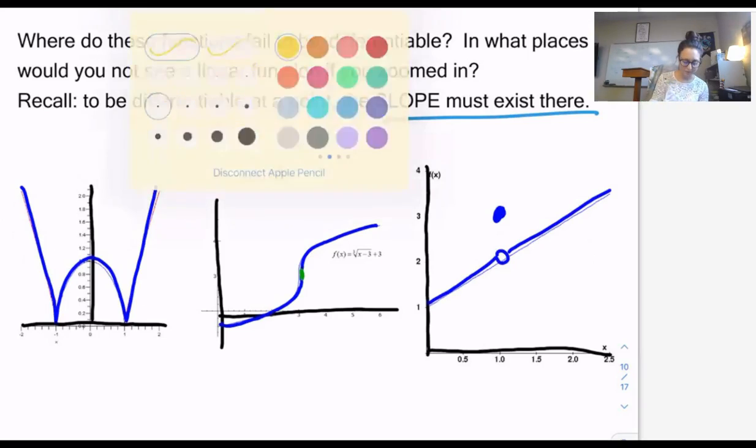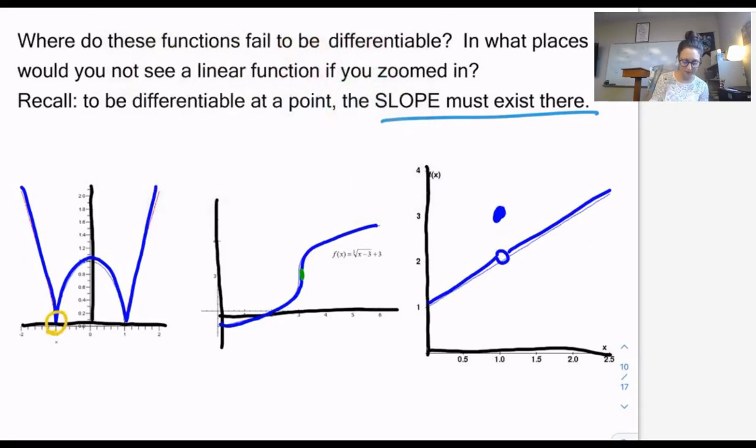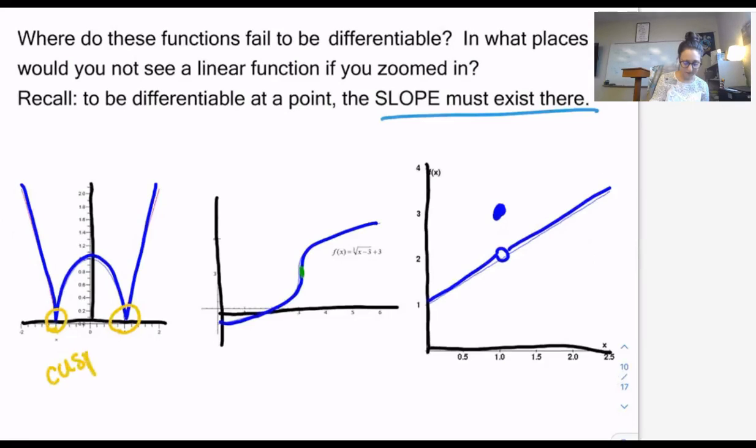Where do you think I'm going to have some problems? I'm going to have problems at x equals -1 and +1, because if I zoom in enough, it's going to start to look like a vertical line, and a vertical line is not a linear function, right? That's slope undefined. We call this a cusp, very similar to the corner of y equals absolute value of x, right?